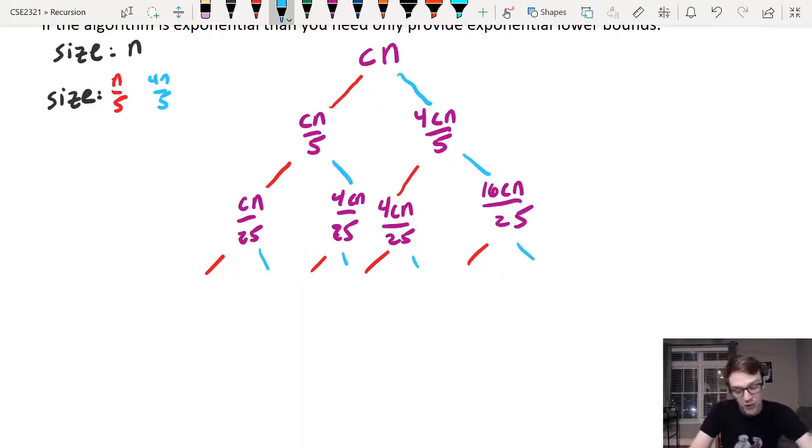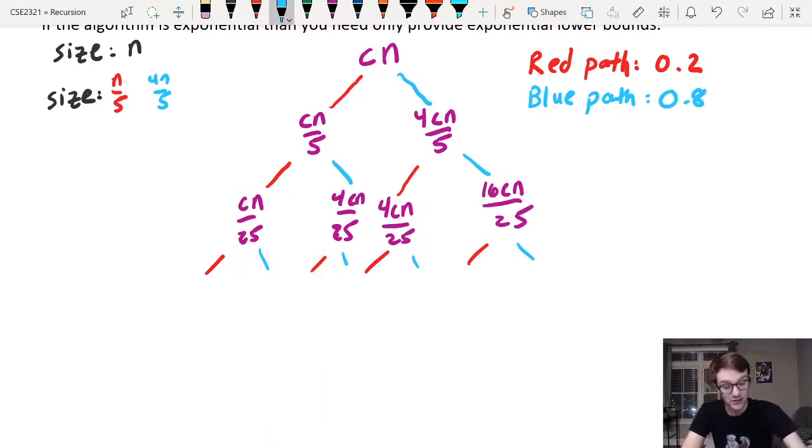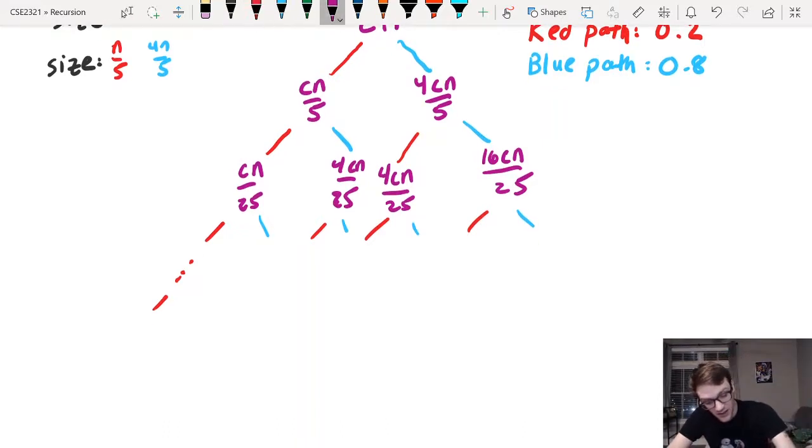Which one of these is going to zero more quickly? Dividing by 5 or multiplying by 4/5? The red path is multiplying by 0.2 or 1/5, and the blue path is multiplying by 0.8 or 4/5. So when I continually multiply by 0.2, that will make it smaller more quickly, and therefore the first one of these to terminate will be the one taking exclusively red paths. So eventually I will reach my base case along that branch. I will not reach my base case on the other side though.